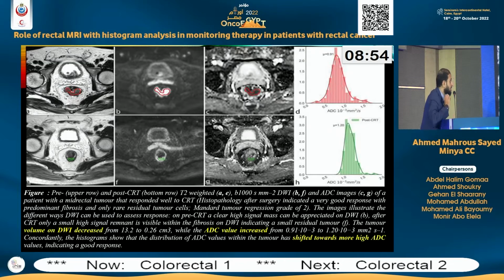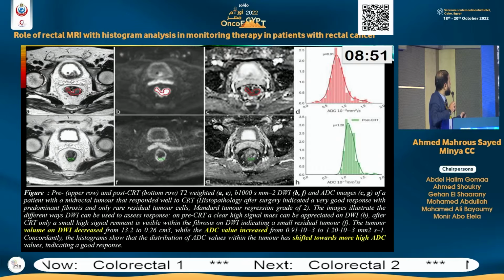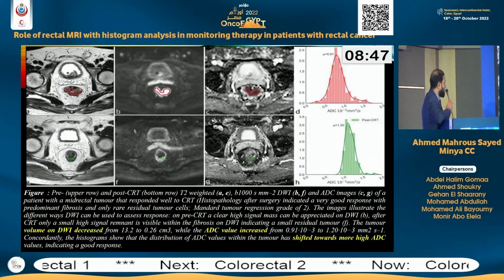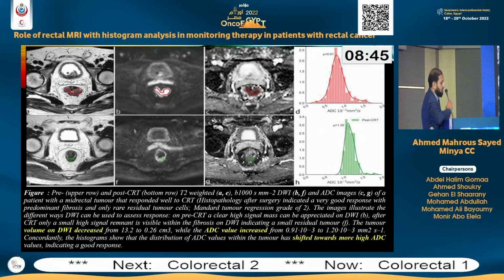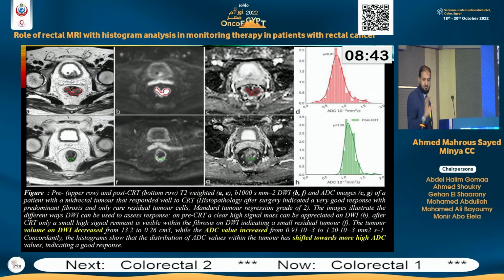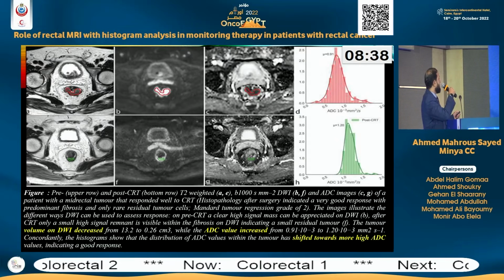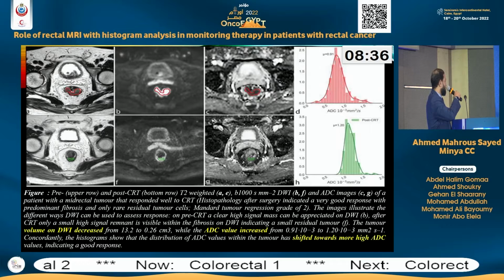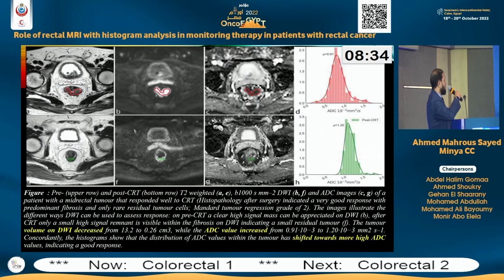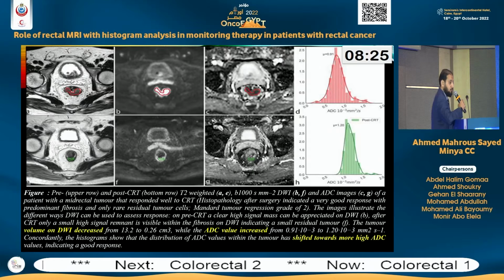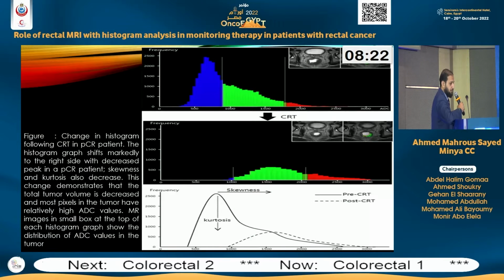We can see in this case, this is the upper row, the pre-treatment rectal cancer in the axial planes, and the lower row is the post-treatment. We can see there is a reduction in the tumor volume. You can see this is the tumor. It showed a reduction in size, the reduction in the diffusion restriction, and this also correlates with our histogram, where there is a shift to the right on our histogram denoting good response.